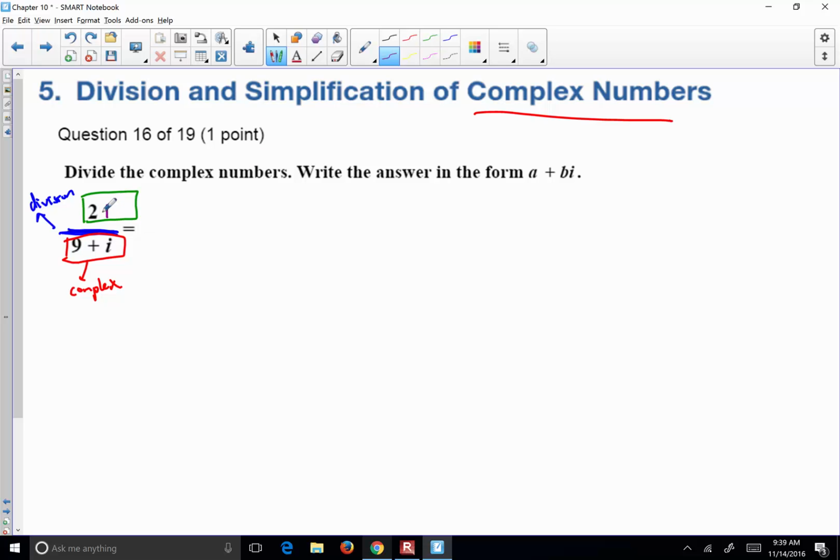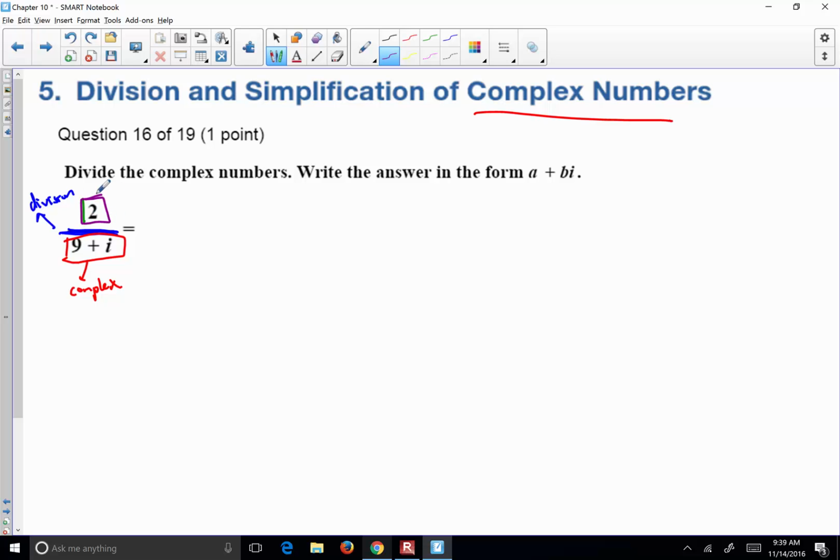Technically, when you look at it, it's 2 plus 0i over 9 plus 0i. This is also complex numbers. Every real number is a complex number as well. Just add 0i to it if you wish, but not necessary. Don't do it. I just wanted to show you, but you don't have to put 0i there. So this is a division of two complex numbers. Although 2 is not complex, you can make it look complex.